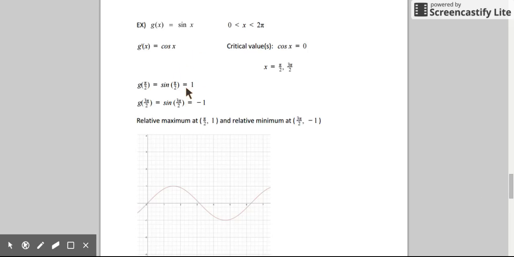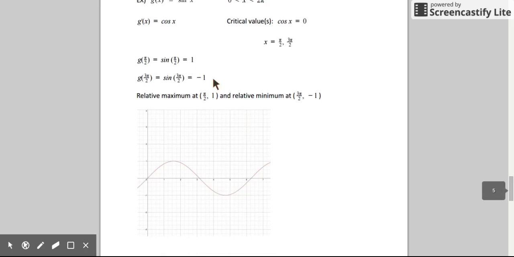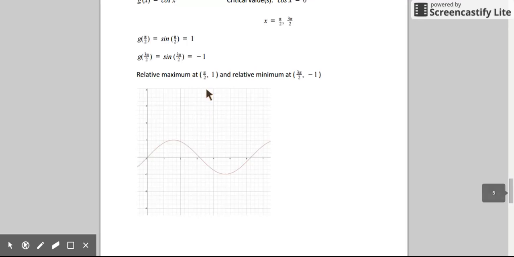So the sine of pi over 2 is 1, and the sine of 3 pi over 2 is negative 1. So negative 1 is going to be my relative minimum value, and positive 1 is going to be my relative maximum value. And we can look at the graph to verify. At x equals pi over 2, approximately right here, we have a horizontal tangent line occurring at a hill. That'll be my relative maximum. And over here at 3 pi over 2 on the x-axis, I have a little valley, and that is representing my relative minimum.